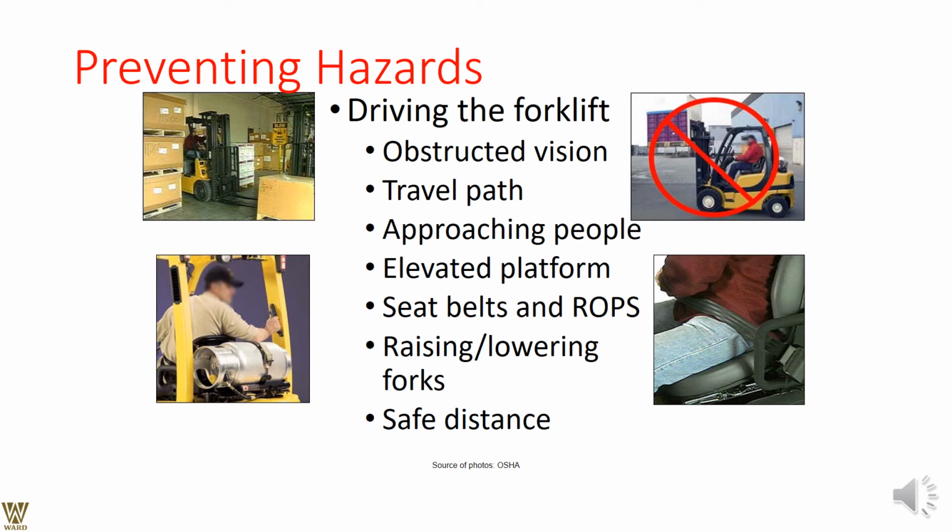Number one, there should not be any obstruction. See, look here, this is an obstruction, so it should not be there. Travel paths should be clear. Approaching people should be known. For elevated platforms, there should be proper headlights and seat belts. The ROPS should be there. We should have proper racking and layering of the forks and safe distances. This is what we are looking into.